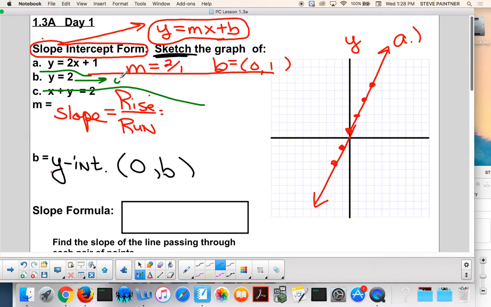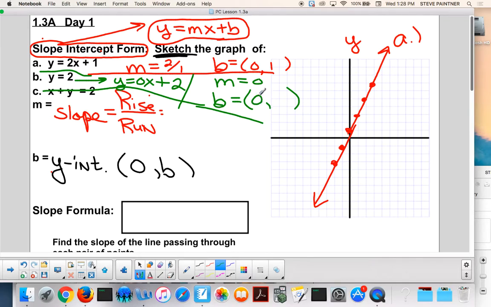I'll write it for you. y equals. There is no x, so why don't I just replace it with 0x plus 2? There. That equation, y equals 2, is in slope-intercept form. The slope is what? 0. So slope is 0. Y-intercept is what? What's the y-intercept? 0, 2.